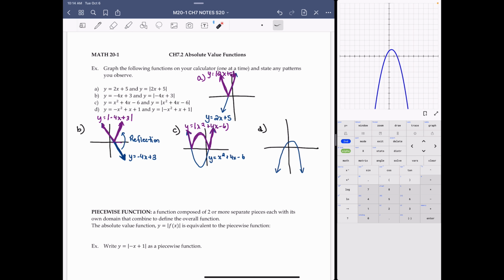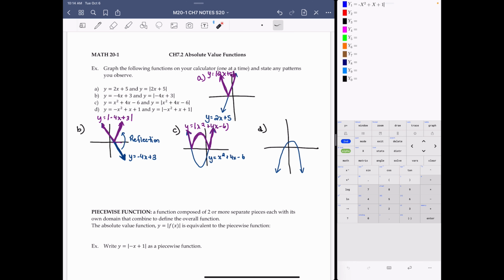This part, the vertex is already in the positive zone, so that's going to stay. So we would expect it to look like this, where that arm's up here. This portion's the same as the original function, and then that arm's reflected up. So kind of like a W.